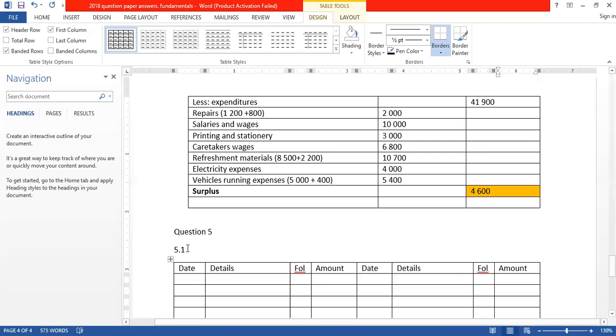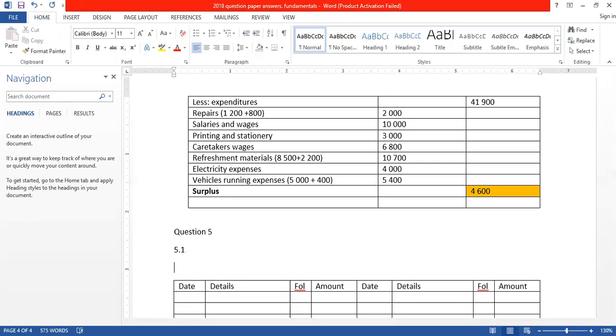Now, just like any other ledger account, this is the debit side, and then you write the heading, which is debtors control account, and then this is the credit side.